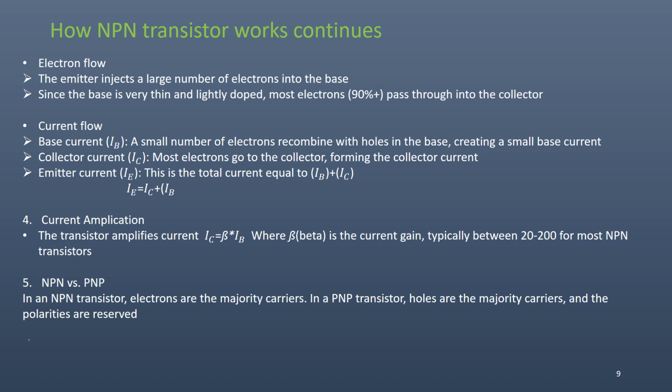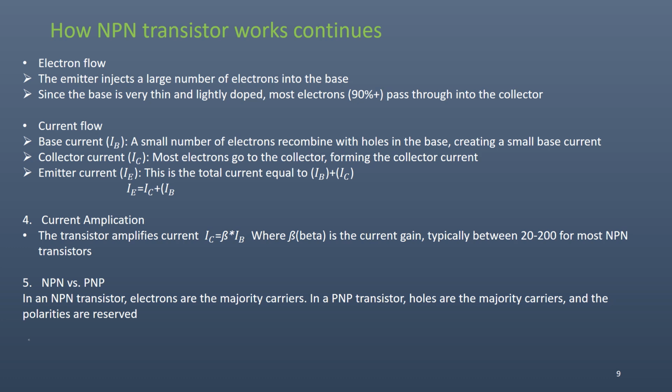Then current flow. Base current: a small number of electrons recombine with holes in the base, creating a small base current. Collector current: most electrons go to the collector, forming the collector current. Emitter current: this is the total current, equal to collector current plus base current. The formula is: emitter current is equal to collector current plus base current.